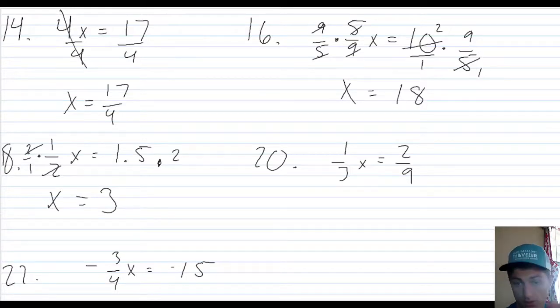1/3 times x equals 2/9. How do we undo multiplication by a third? We multiply by the reciprocal, 3/1. What we do to one side, we'll do to the other. Cancel, cancel, we're left with x on this side.